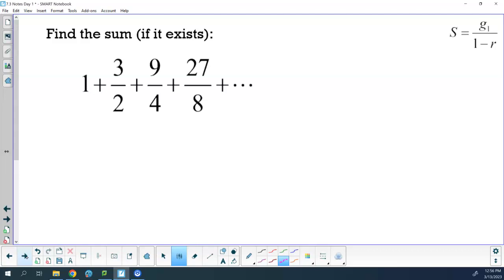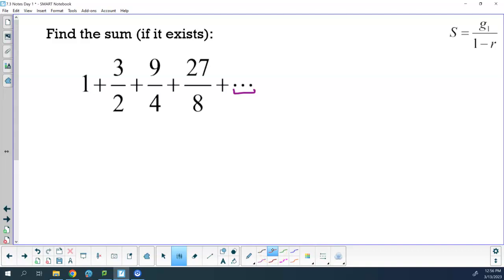On this one, find the sum if it exists. Well, first thing we need to do is we know it's infinite because of the 3 dots here at the end. So that means I'm going to be following my infinite geometric series. So I need to check my R.